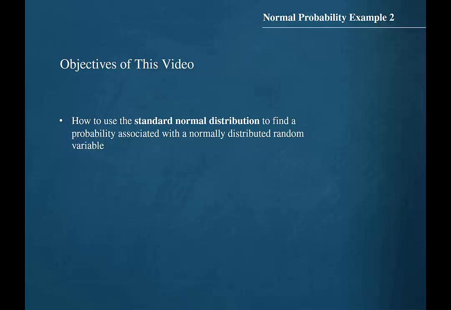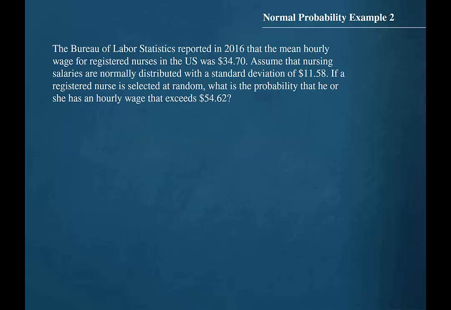In this video, we will learn how to use the standard normal distribution to find a probability associated with a normally distributed random variable. The Bureau of Labor Statistics reported in 2016 that the mean hourly wage for registered nurses in the U.S. was $34.70. Assume that nursing salaries are normally distributed with a standard deviation of $11.58.